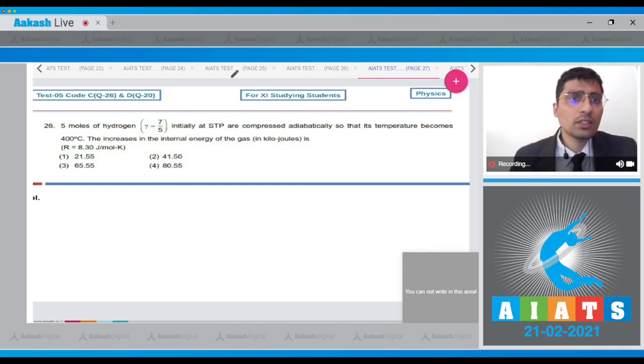In question 26, 5 moles of hydrogen are given. They are initially at STP and they are compressed adiabatically so that the temperature becomes 400 degrees Celsius. We have to find out the increase of the internal energy.